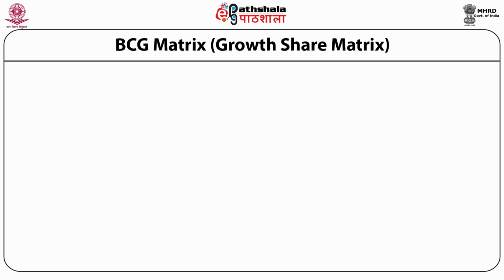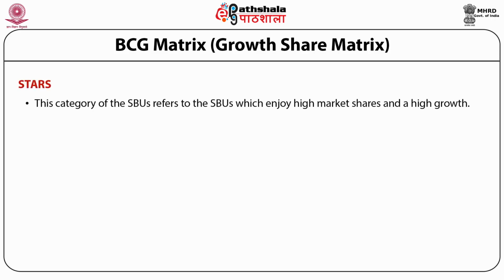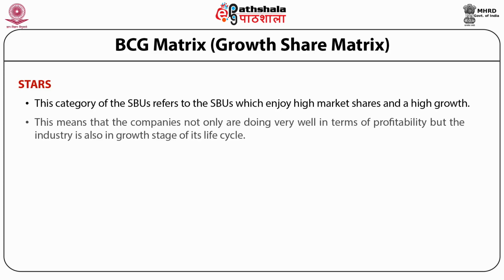Let us now understand each quadrant of the BCG matrix one by one. The first quadrant of the BCG matrix is called the stars. This category refers to the SBUs which enjoy high market share and high growth. This means that the companies not only are doing very well in terms of profitability, but the industry is also in the high growth stage of its life cycle.